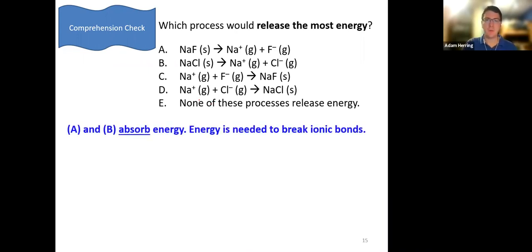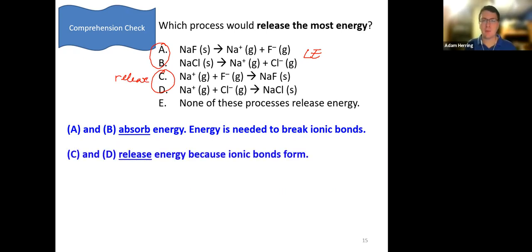Welcome back. So we want to know which one is going to release the most energy. The first thing here is to recognize that A and B both absorb energy. The reason for that is that we're breaking ionic bonds. The amount of energy here we would call the lattice energy. C and D are going to release energy. And the reason for that is because we're forming ionic bonds. We're going down in energy. You can think of this as just the opposite process. Since we know it takes energy to break bonds, it must give off energy to form bonds.